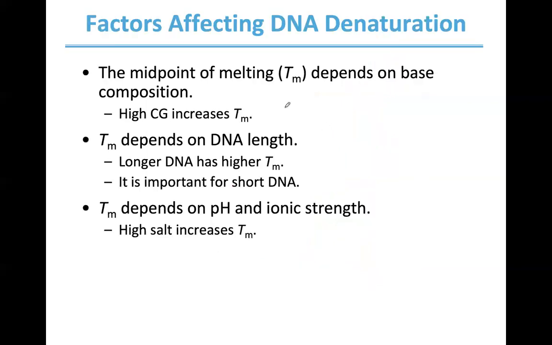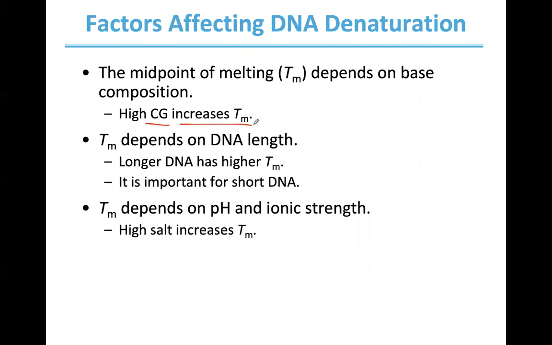And the midpoint Tm depends on the base composition. So for example, high GC increases the Tm. If you have a DNA fragment which is rich in GC base pairs, the Tm will be high. Why do you think that is? Why do GC-rich fragments have higher Tm? Because they have more hydrogen bonding. Right. So the GC base pairs are glued to each other more strongly because of 3 hydrogen bonds, and AT base pairs have 2 hydrogen bonds.